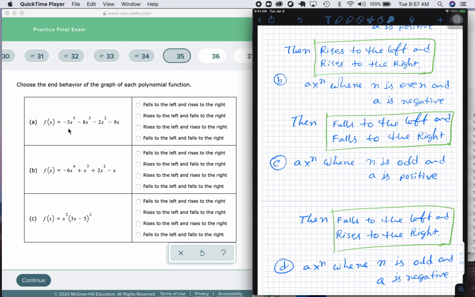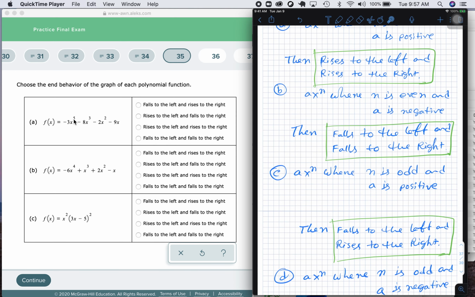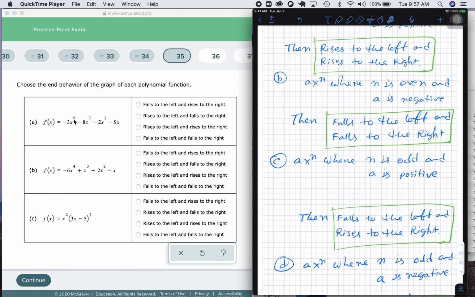Now look at this polynomial. What is the leading term? The leading term is the term with the highest exponent. So this has the highest exponent, and that is my leading term. Just focus on the leading term. The exponent, this 5, is an odd number. Odd is rule C, which says n is odd and a is positive, but a here is negative 3, so it's rule D.